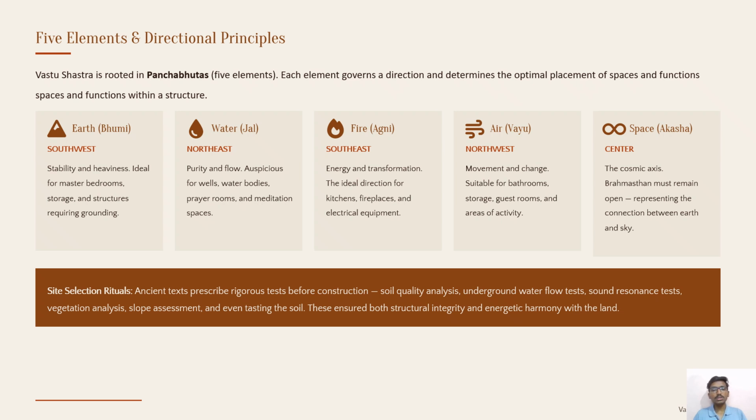Fire, Agni, southeast: energy and transformation, the ideal direction for kitchens, fireplaces, and electrical equipment. Air, Vayu, northwest: movement and change, suitable for bathrooms, storage, guest rooms, and areas of activity. Space, Akasha, center, the cosmic axis. Brahmasthana must remain open, representing the connection between earth and sky.